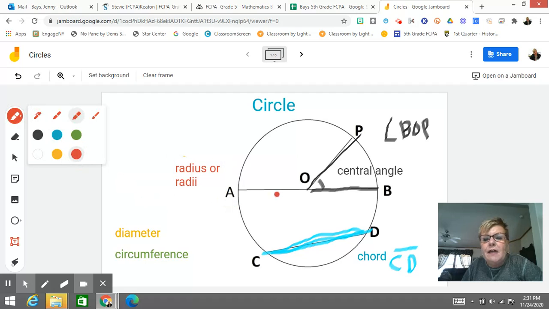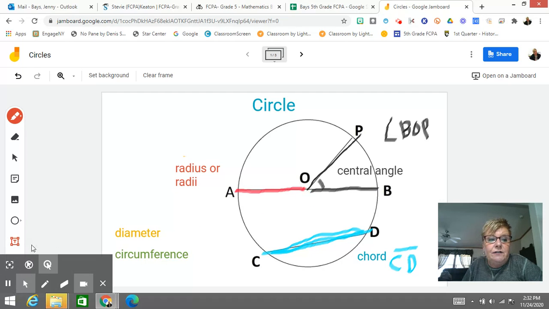So a radius starts at the center and goes to the side. It has to start in the center. It can be anywhere. It could be there, it could go down this way, it could be this one from here over to here. I don't know if you can see where I'm pointing. It could be this one from O over to B, or this one from O over to P. It has to start at the center, and it's a line segment that goes from the center to the side. So that would be radius AO.